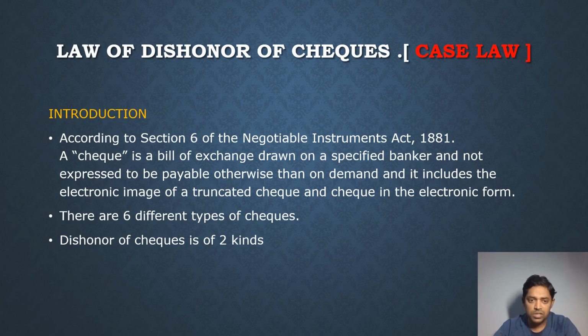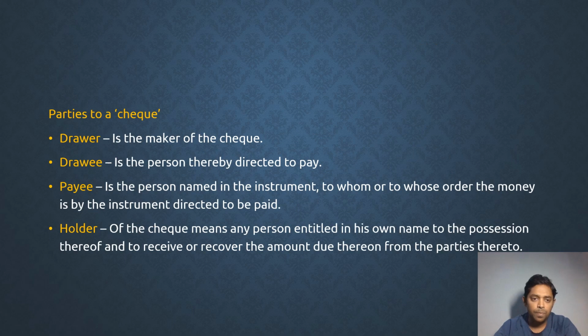Law of dishonor of checks. It has come many times as case law also. Coming to the introduction, according to Section 6 of the Negotiable Instruments Act 1881, a check is a bill of exchange drawn on a specified banker and not expected to be payable otherwise than on demand, and it includes the electronic image of a truncated check and a check in electronic form. There are six different types of checks, and dishonor of a check is of two kinds.